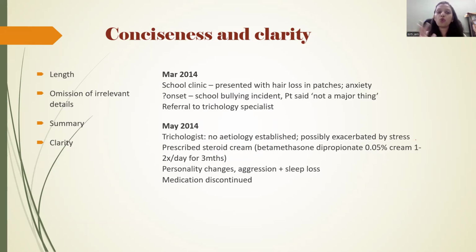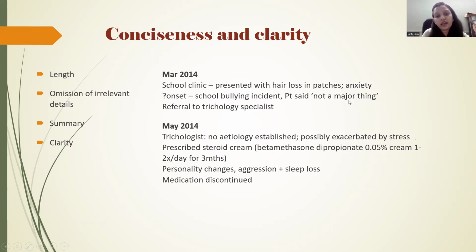Okay, second is omission of irrelevant details. See how nice it is. You are not only getting a score for writing the important information, but you are also getting a score for the information which you are not writing in your letter. That means you know what the scope of practice of the reader is. So based on the expertise of the reader, the experience of the reader, and the kind of care the reader is going to provide, you are going to select the information.